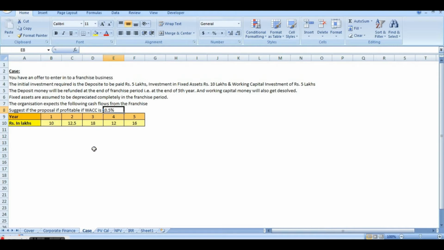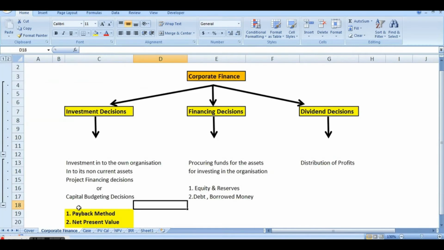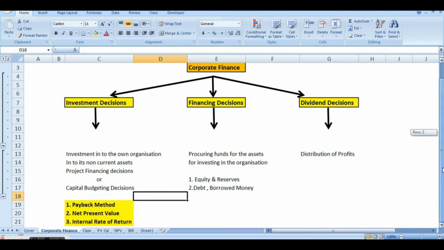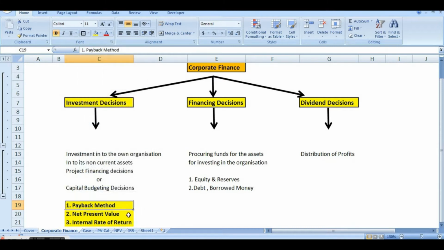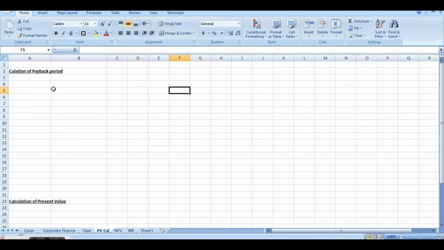So based on this information, you are supposed to analyze this case and suggest whether this business should be accepted or not. So we will try to use all these three methods that we have studied. The payback period method, which calculates the period in which the money you will receive back, the investment you will receive back, the net present value method and the internal rate of return method. So let us start it.